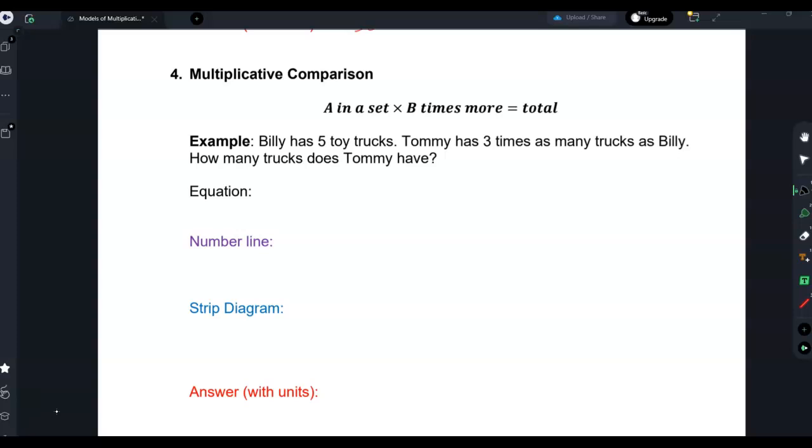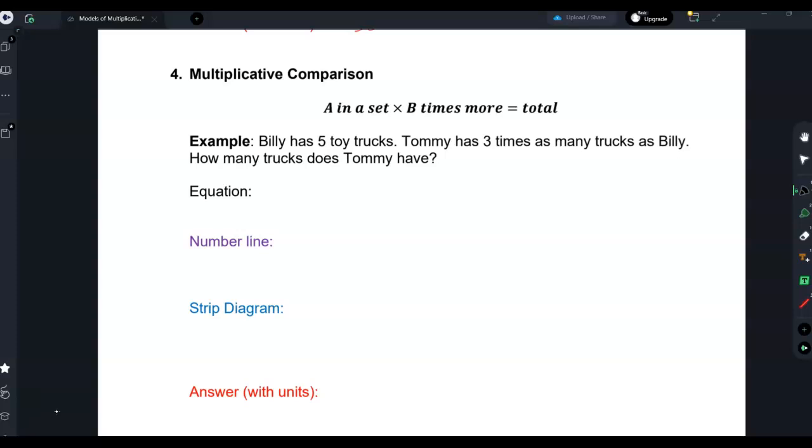It's going to be the number that you have, the number of objects that you're talking about, times however many times more, right? To give you an example, this says Billy has 5 toy trucks. Tommy has 3 times as many trucks as Billy. How many trucks does Tommy have? So this is not like we have groups and then objects in each group, or rows and then objects in each row. We're starting with a number of objects, and in this case this other kid has a certain number of times more than that.